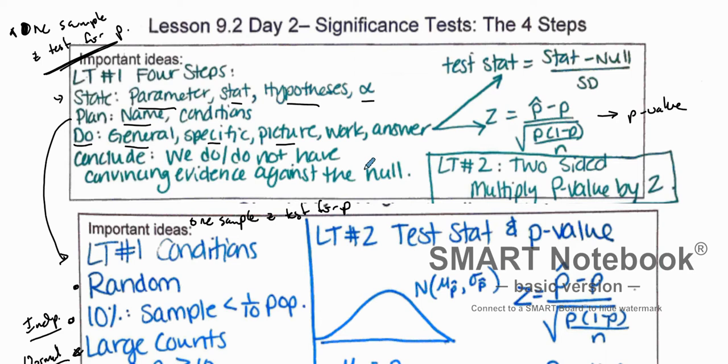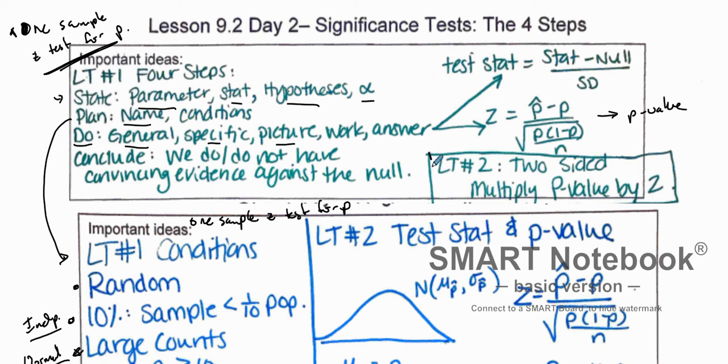So you look at this and say, what do we conclude? If your p-value is larger than the alpha value, then you fail to reject. We do not have convincing evidence against the null, so we fail to reject. If we do have convincing evidence, then we would reject the null.